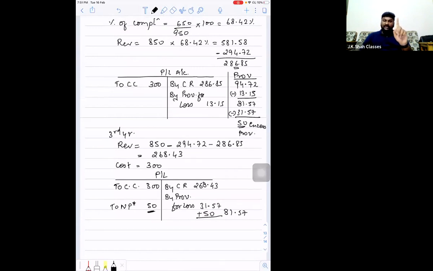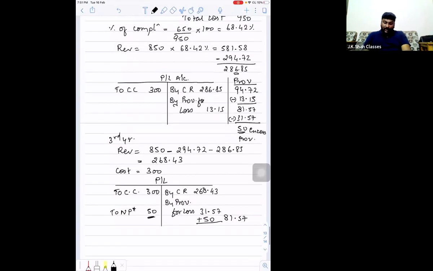So technically, one point that you need to remember: if there is an overall loss on contract, profits cannot arise in the second year or third year. So that is why I have not recorded the reversal over here in the second year. I have not shown here the net profit 50. See, that is not allowed. Whatever has to be done will be done in the last year itself.